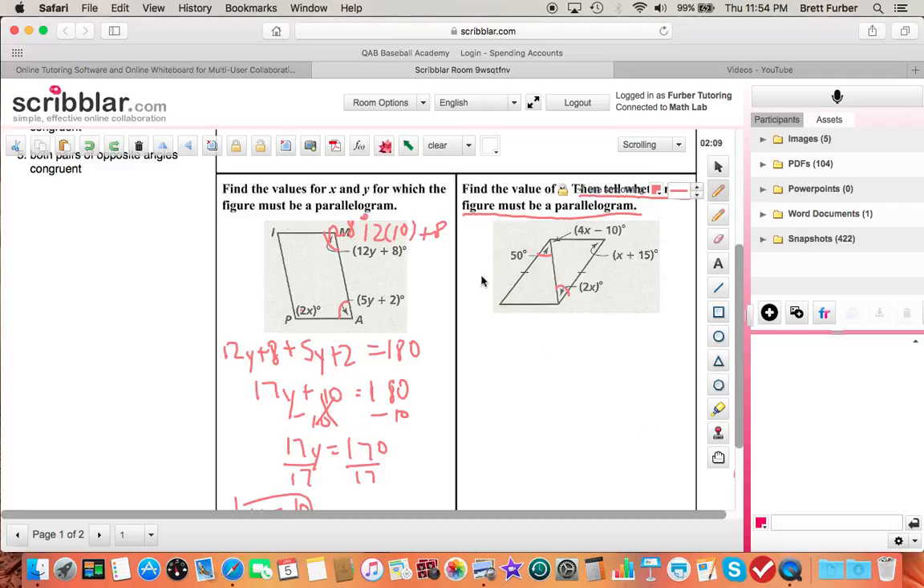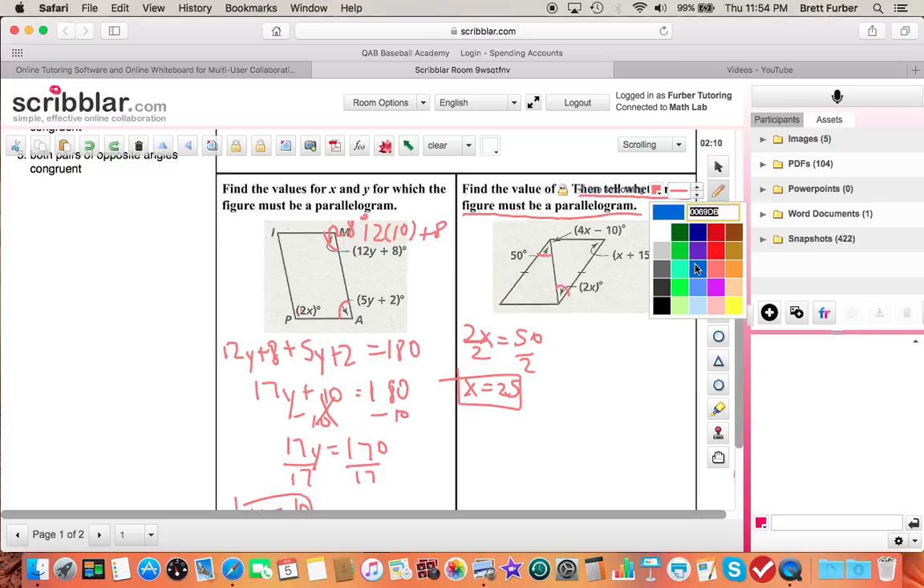So alternate interior angles are congruent, so that's what I'm going to do. I'm going to set 2x equal to 50. And I get x is 25. Okay? Now if x is 25, then everywhere I plug in an x, I should be able to solve or show these angle measurements. So if I plug it in, obviously if it's going to be alternate interior angles, they're both going to be 50. Now let's come up here. If I plug in 25 here, I'm going to get a 40-degree angle. And if I plug in 25 here, I'm actually going to get a 90-degree angle.